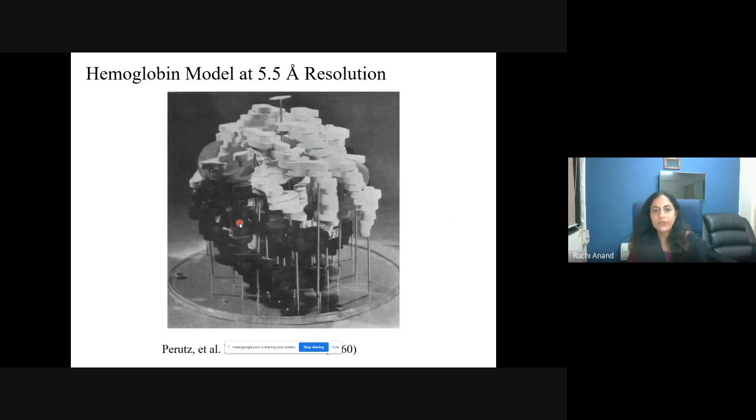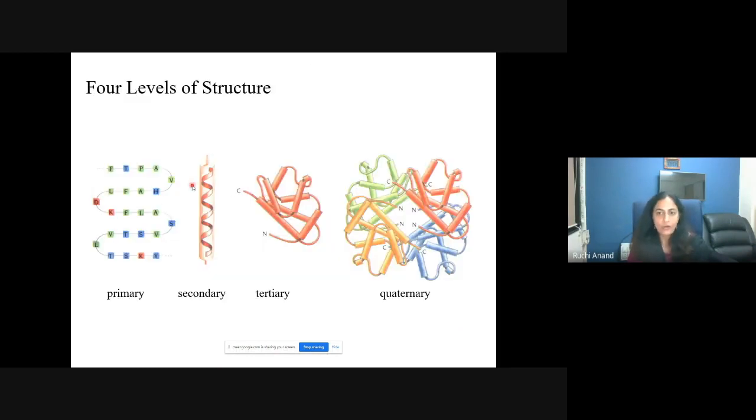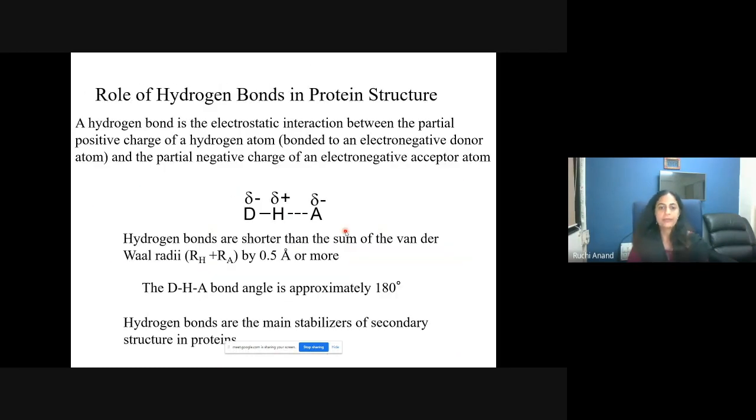All right. So this is just a styrofoam model which Perutz made when he saw the structure of hemoglobin, and that's how they used to do it many years ago. But now we do everything in the computer. And I already talked about it. So let me skip that slide and go.